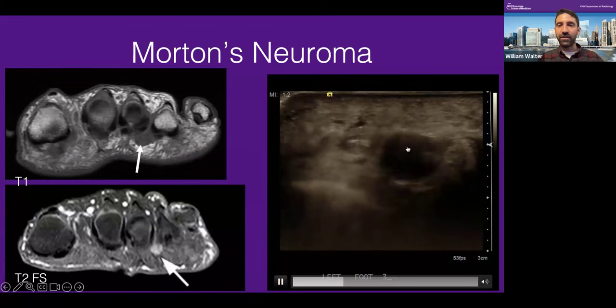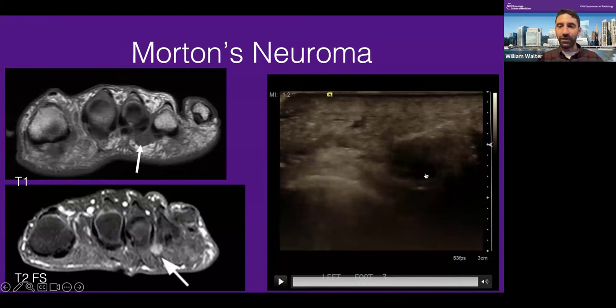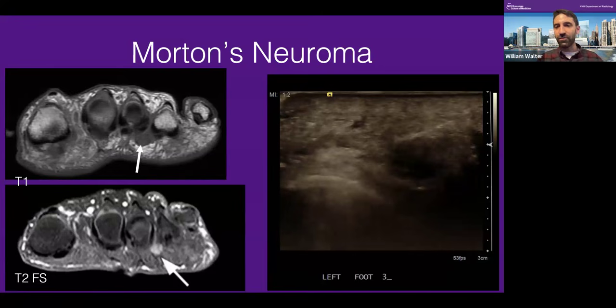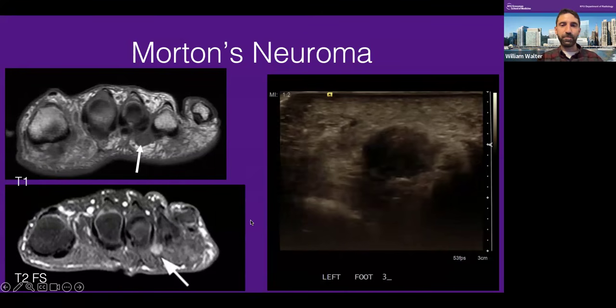On ultrasound, we can see these. We usually apply some pressure with the probe to make sure that they don't collapse, in which case it might just be a fluid-filled cyst or bursitis. But in this case, it was a solid lesion, and this is a very classic Morton's neuroma.